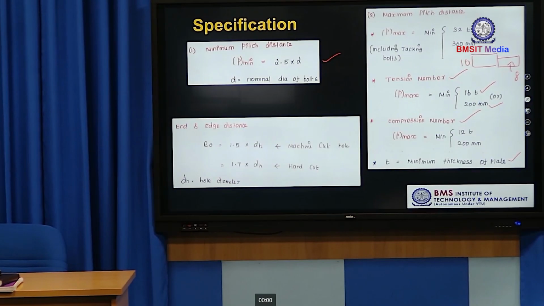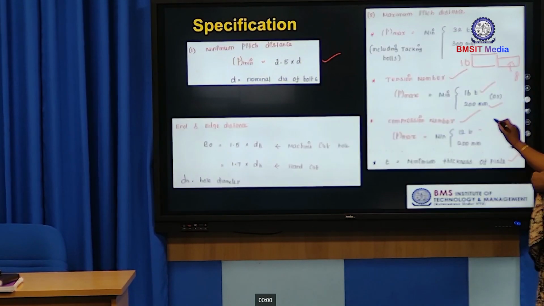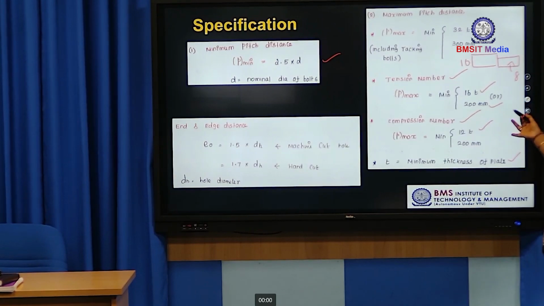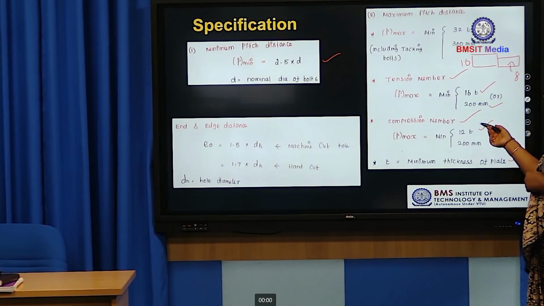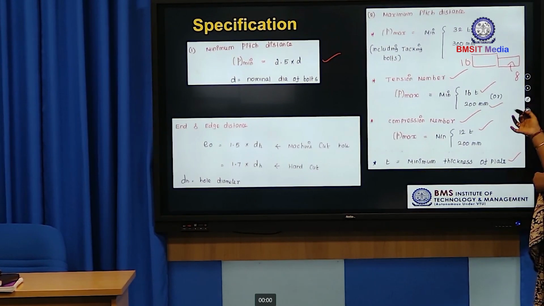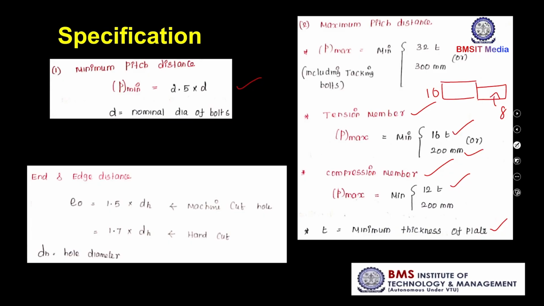Now, coming to the compression member. Same thing, but instead of 16T, here it is 12T, 12 times T. T equals the minimum thickness of the plate. So, take the minimum value between 12T and 200 mm. You have to find out 12 times T, after that 200 mm. Then find out which value is minimum. That value is considered as the maximum pitch.